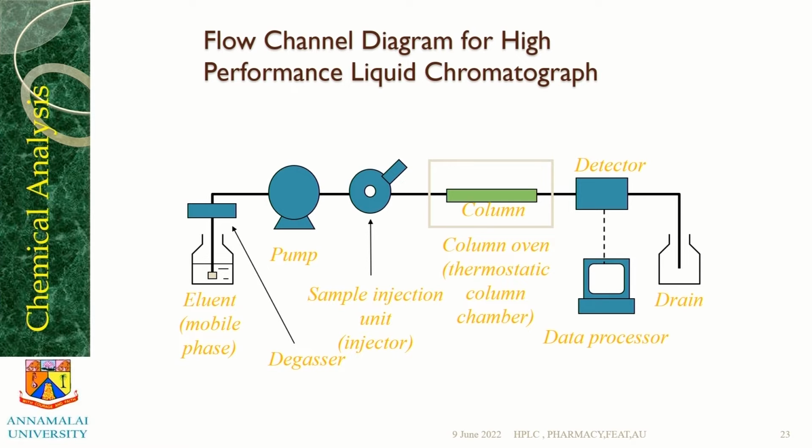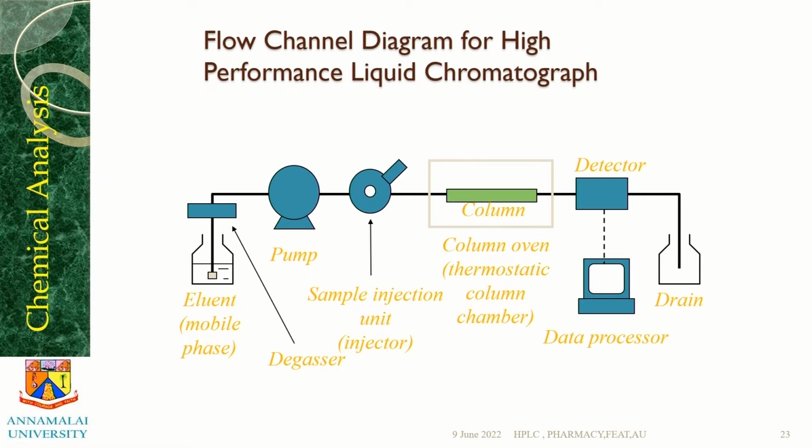This is the flow channel diagram of high performance liquid chromatography, in which we have two phases, as I said earlier: mobile phase and stationary phase. The mobile phase is present in a reservoir, otherwise called the eluent, which is attached to a degasser. Why a degasser? If you pass the mobile phase with gas bubbles, it will block the tubing of the high performance liquid chromatograph, a pressure difference will develop, and the separation will not be efficient.